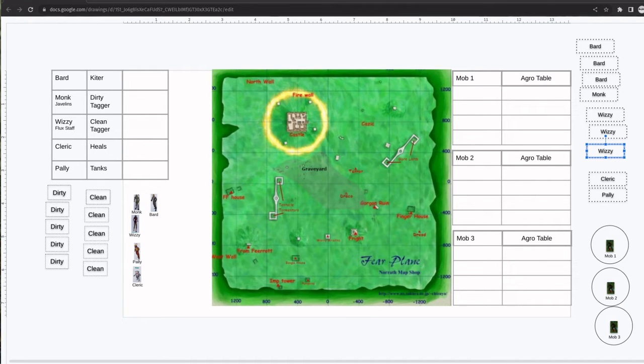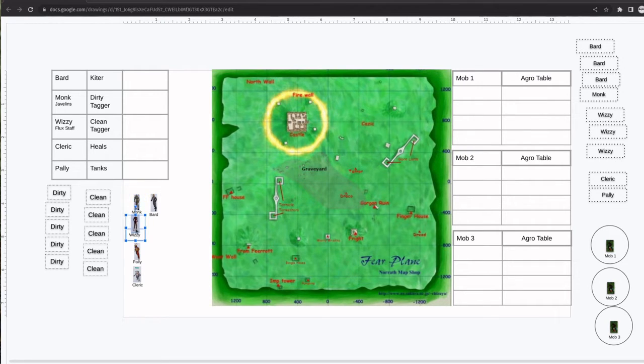Okay, so let's set up a scenario where a group is going to go into the Plane of Fear. The Bard, he needs the piece for his epic, and their plan is the Bard's going to zone in. He's going to body aggro everything. He's going to grab all the mobs, and he's going to kite them around the firewall. The Monk's going to be the dirty tagger. As the Bard comes around, he tags a mob out of the group of mobs, and he pulls it back to the clean tagger.